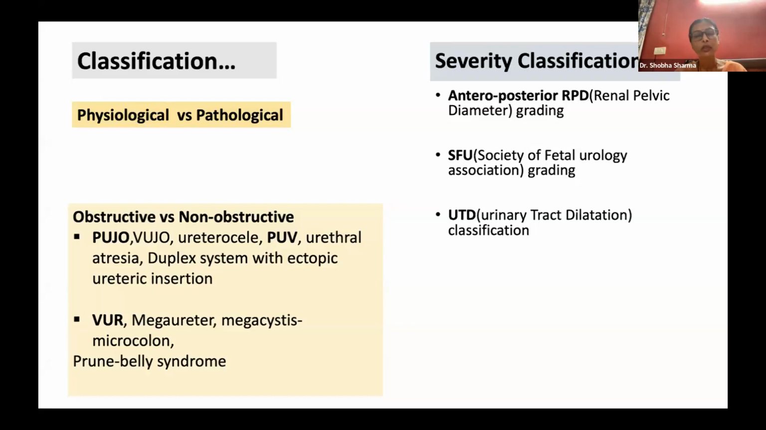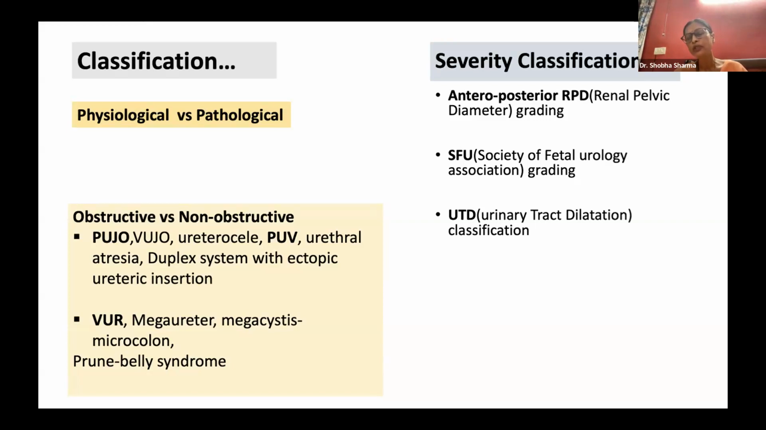Then it can be just a non-refluxing megaureter, and then there can be a minor portion, maybe because of the congenital condition of megacystis microcolon syndrome, and it can also be there in Prune Belly syndrome. But what we need to know more in the classification of this antenatal hydronephrosis is how we go about the severity of this dilatation. So the three main classifications being used most commonly, I will not say most commonly, but they have been in the evolving phase.